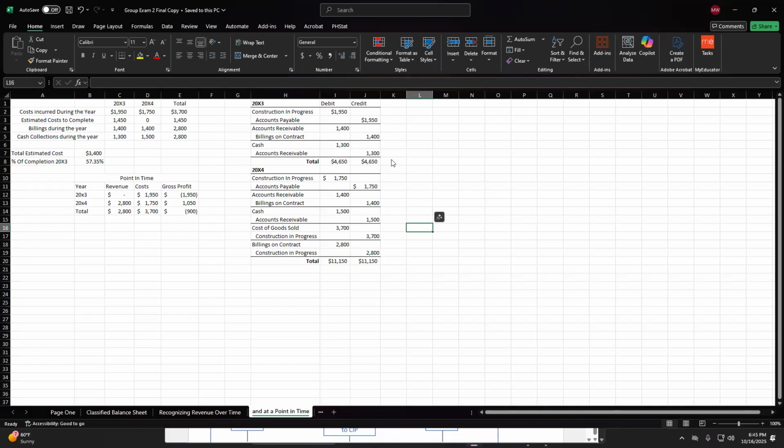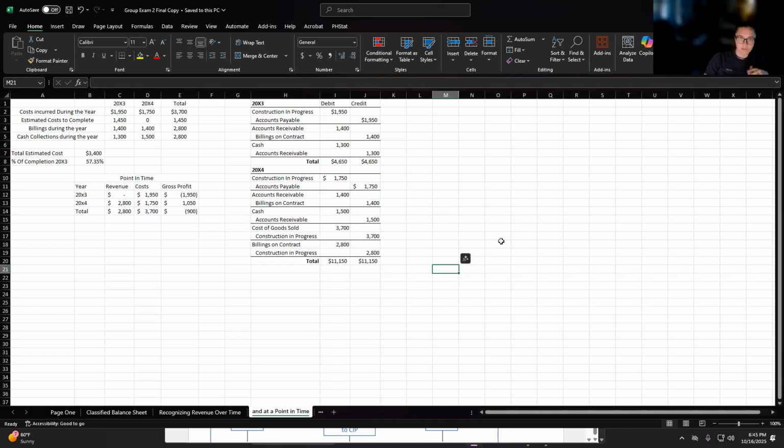So should the 344 be on 2023 and then the 556 be on 2024? This is at a point in time though, so we're only recognizing when it's finished. After complete. Yes, but even with only recognizing as it's finished, if you have a loss, you have to recognize it as it occurs. Okay, then we'd be recognizing 1950, not 344.